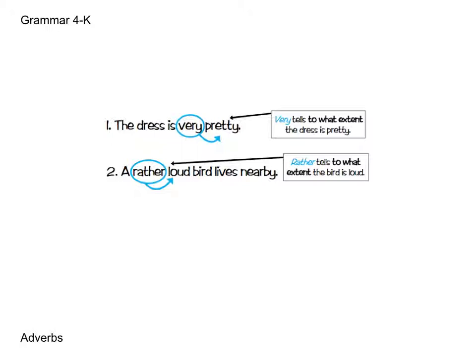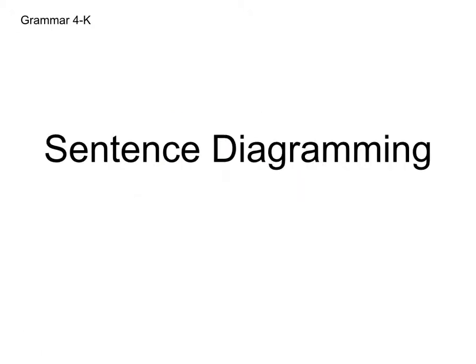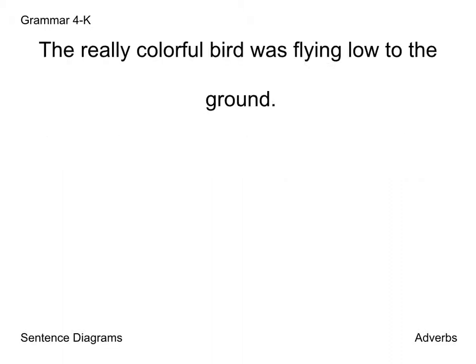And now to practice a little bit more with it, we're going to go over sentence diagramming with these adverbs. So we have the sentence, the really colorful bird was flying low to the ground. The first thing we want to do whenever we come to a sentence and we are not sure where to get started, we need to see if there are any prepositional phrases and essentially eliminate those. So in this sentence, we have to as a preposition and ground as the OP. The describing word for ground is the, so we're going to mark that as well. So now we know none of the important words are going to be in that part of the sentence.